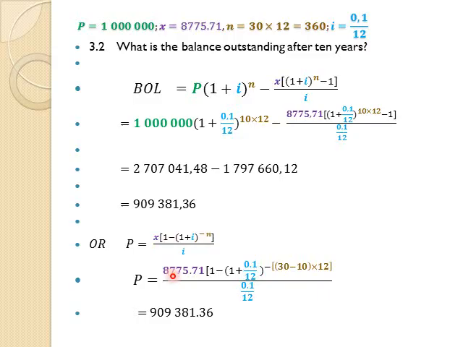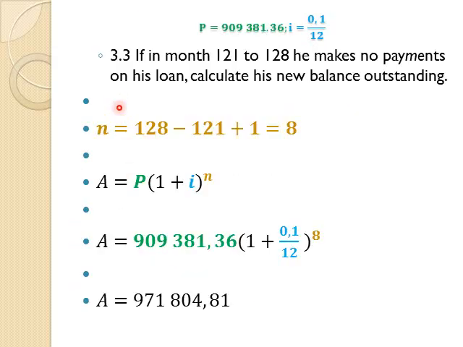X being 8775.71, 1 minus (1 plus 0.1 over 12) to the power negative (30 years minus 10 years would give me 20 years) times 12, which gives me negative 240. Over 0.1 over 12, punch in the calculator. I also get 909,381.36. Right? Now let's look at the next question.